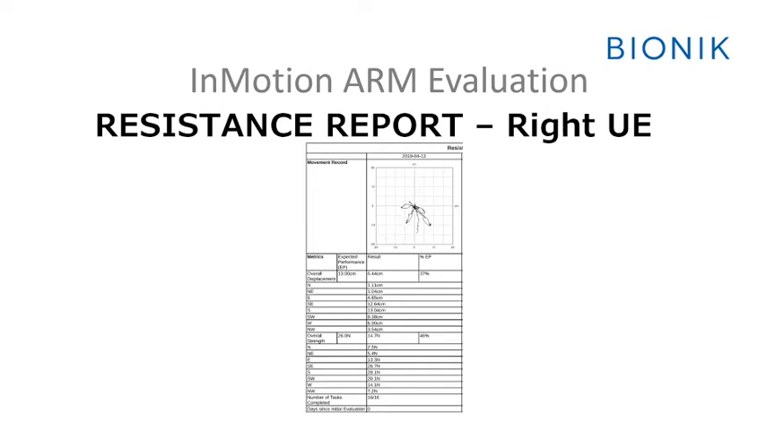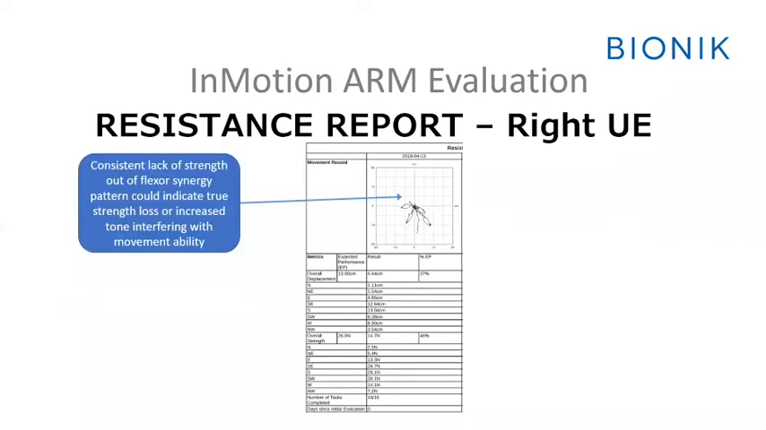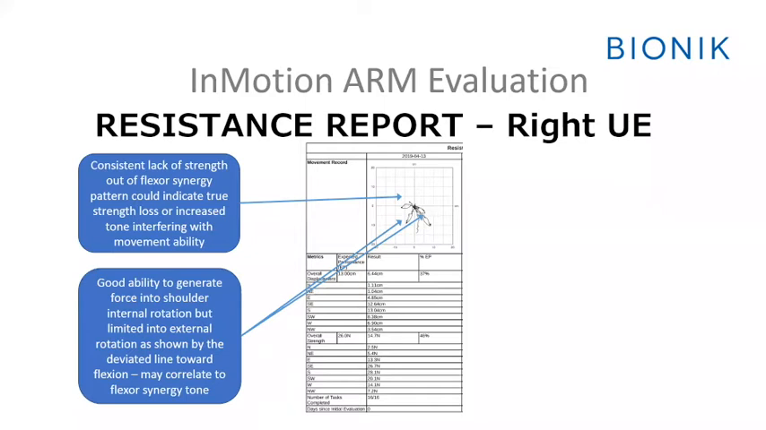In this patient's case, we can see a consistent lack of strength out of flexor synergy pattern that could indicate true strength loss or increased tone interfering with the patient's ability to move in that direction. We can also see a good ability to generate force into shoulder internal rotation, but limited into external rotation as shown by the deviated line toward flexion that may correlate to flexor synergy tone as well.